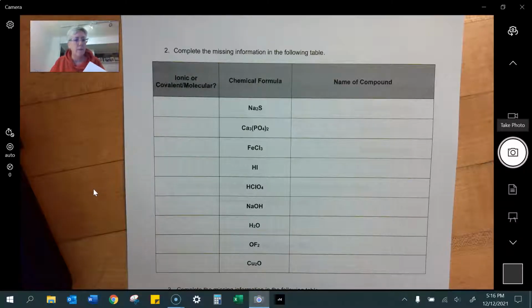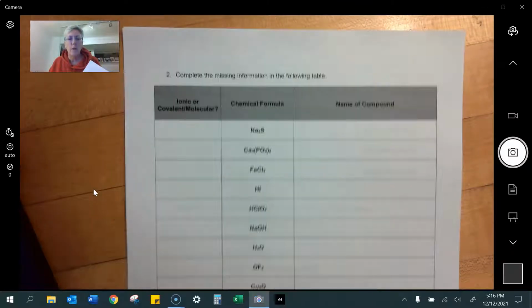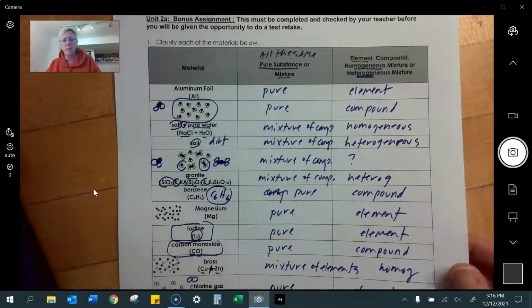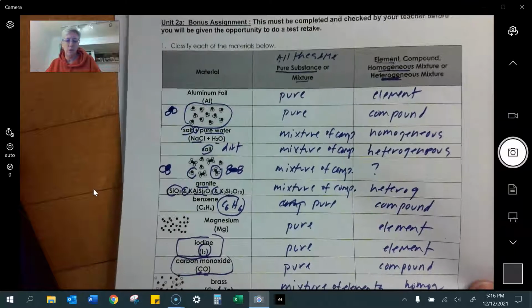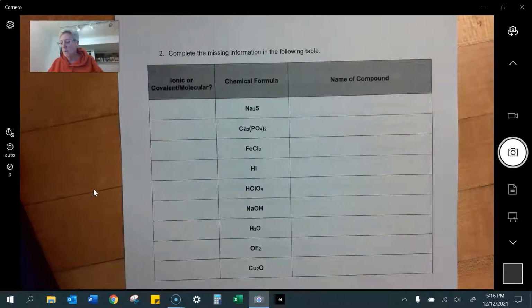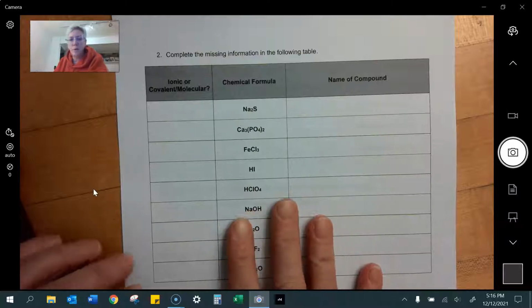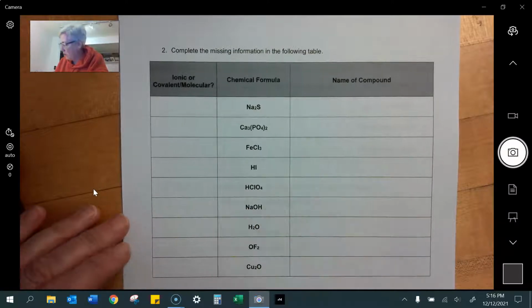I'm going to finish making the key for this Unit 2A bonus assignment. So this was the first page. If you only needed to review classification of matter, you can just watch that video. If you need to review how to write names or formulas of chemical compounds, that's the part we're going to do right now. So this is page 2.